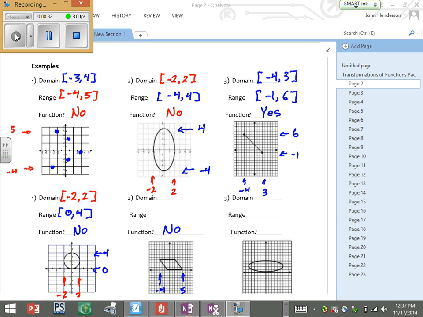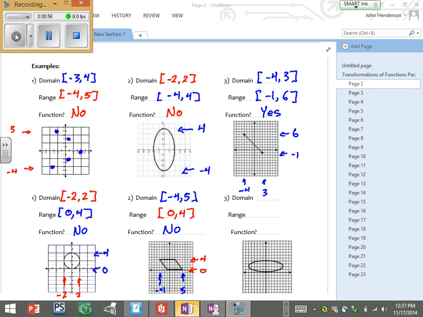So our domain, let me erase what's up here, is from -4 to +5. And then my range looks like it goes from 0 up to 1, 2, 3, 4. So my range is from 0 to 4. Here we got an oval that's sideways. Again, vertical lines will touch this many, many times. This will fail the vertical line test.